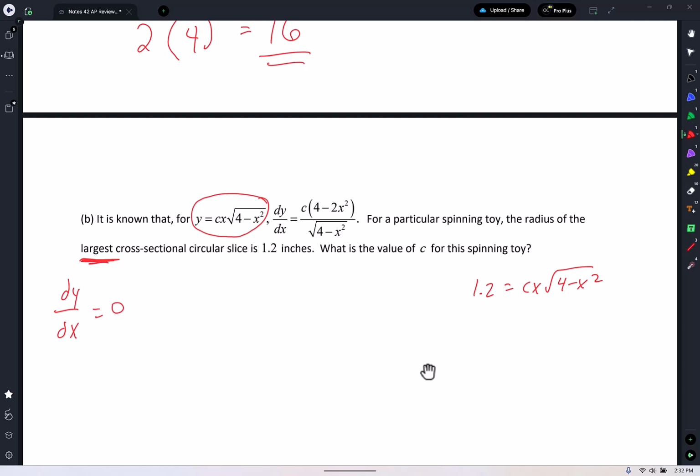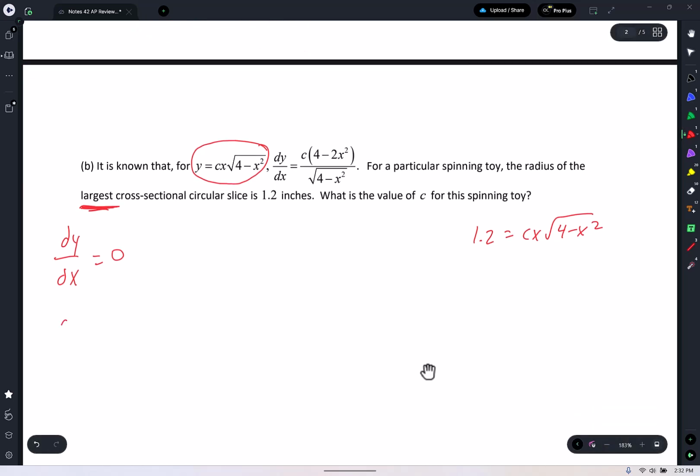Does that make sense? All right, so here we go. I'm going to set my derivative equal to 0. So c, parentheses, 4 minus 2x squared, close, equals 0. Child, how come you don't worry about the denominator? Guys, the only way to get the derivative to equal 0 is if the numerator is 0.